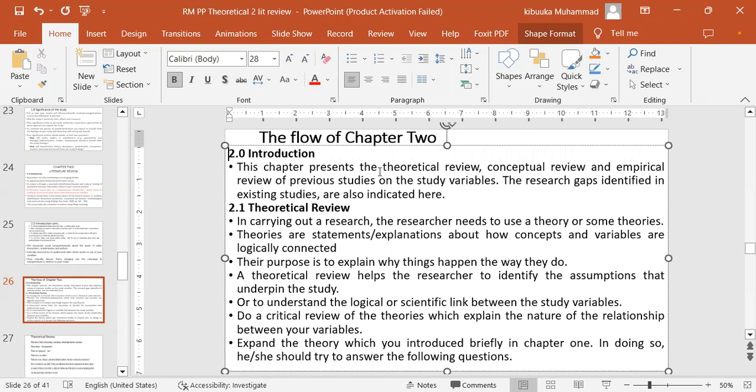Whatever the case, you will write and say your chapter 2, you say this chapter 2 presents the theoretical review, conceptual review, and empirical review of the previous studies on the study variables. The research gaps identified in existing studies are also indicated. You see that we are emphasizing even the research gaps, and the emphasis is that nobody will ever close all the gaps. So a debate, an academic debate continues.